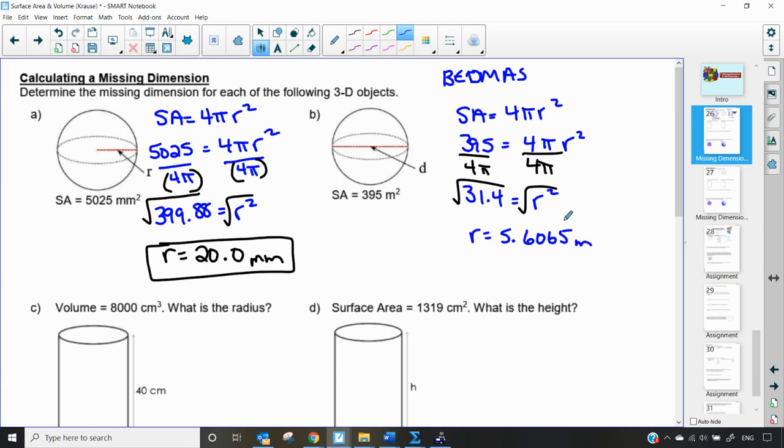Now, we're not asked for radius, we're actually asked for diameter. So that means we're going to take that number and multiply by 2. And so our diameter rounded to the nearest tenth is 11.2 meters. Again, it's important as we're doing these questions that you don't round on your calculator. Sometimes you can end up being out a tenth or a hundredth, sometimes more depending on how many calculations we're doing.